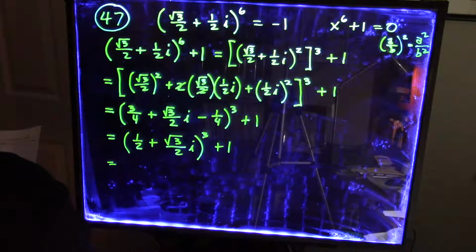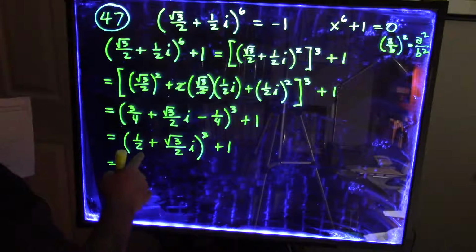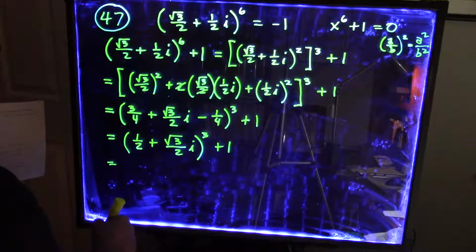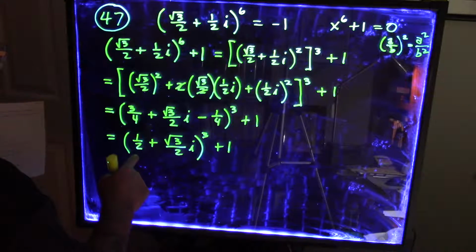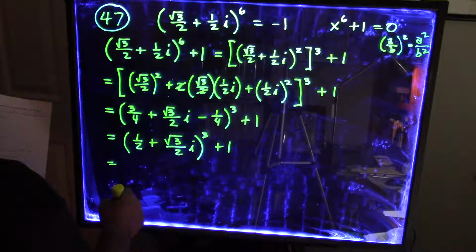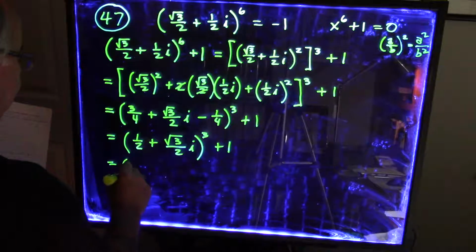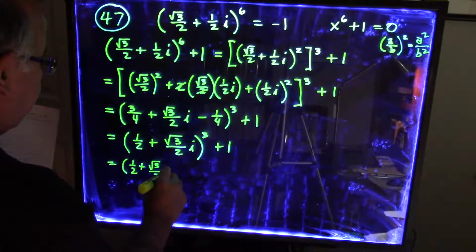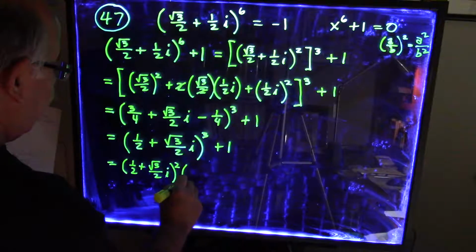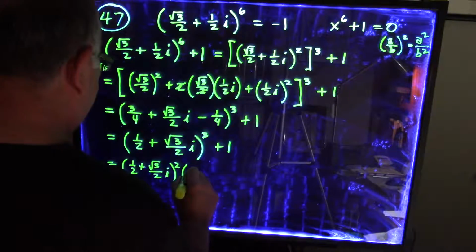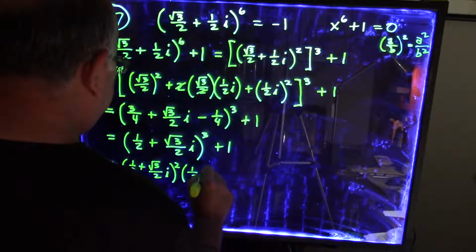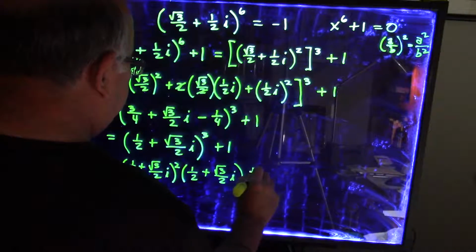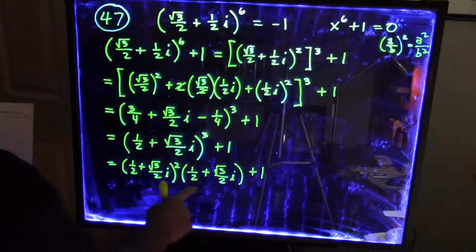Okay, so what is the cube? You might already know a plus b to the cubed or to the third power. There's a formula for that. You may not use it very often, so you may have forgotten it. Or if you've forgotten it, you can do this. You can write 1/2 plus square root of 3 over 2i squared times 1/2 plus square root of 3 over 2i. And then you got the plus 1. Alright? So that's equivalent to that.